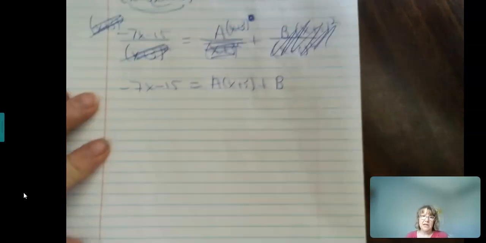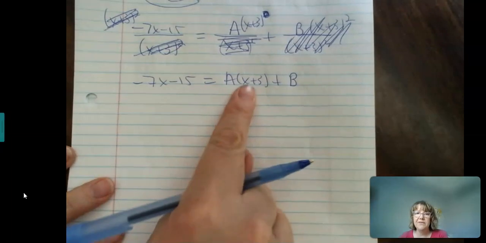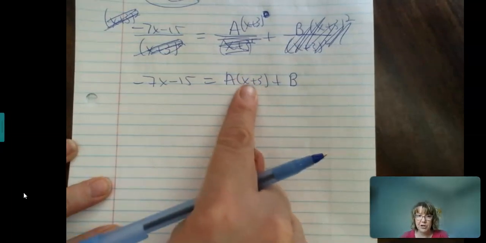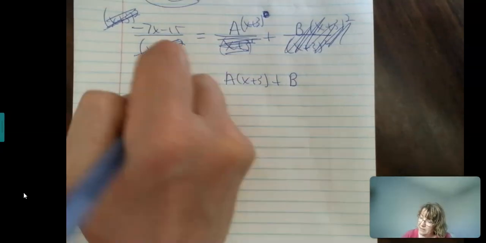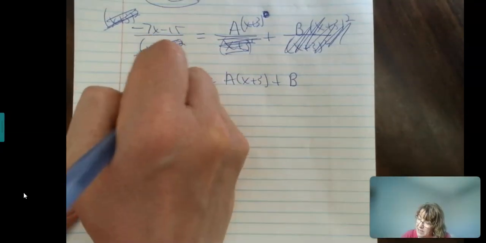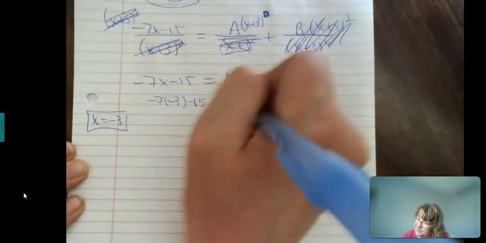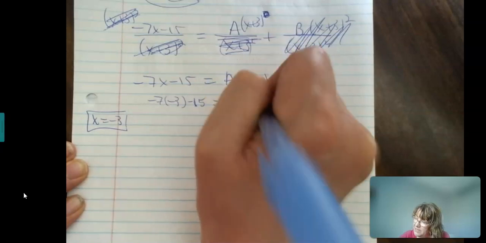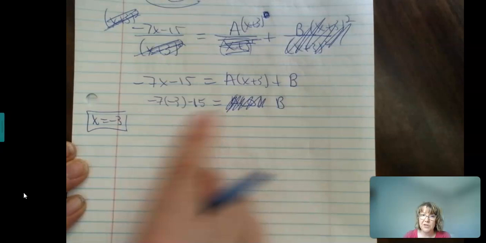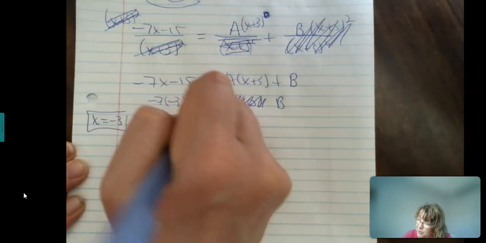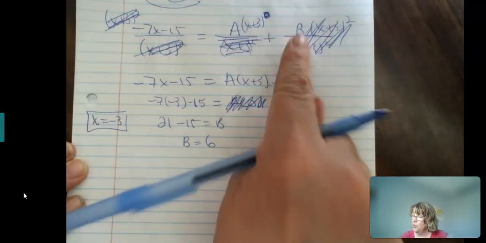All right. Okay, pick a friendly number. So -3 is friendly for x because it would cause a 0. So I'm going to pick x equals -3. Sub it in. So -7 times, I'll just write it so that you can see it. A, and this is going to be times 0. So that's going to go away, plus b. So this is going to spit out b. So what is this? 21 minus 15 is b. What is that? b is 6. All right, good. So I know what my b is.